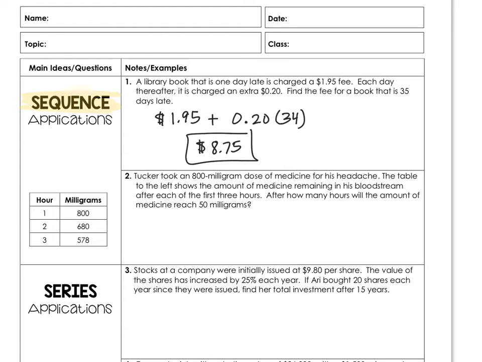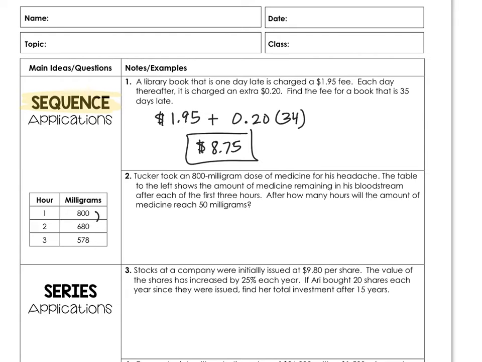Number 2, Tucker took an 800 milligram dose of medicine for his headache. The table to the left shows the amount of medicine remaining in his bloodstream after each of the first 3 hours. After how many hours will the amount of medicine reach 50 milligrams? Okay, so this one's a little bit different. Because it's an r one, isn't it?